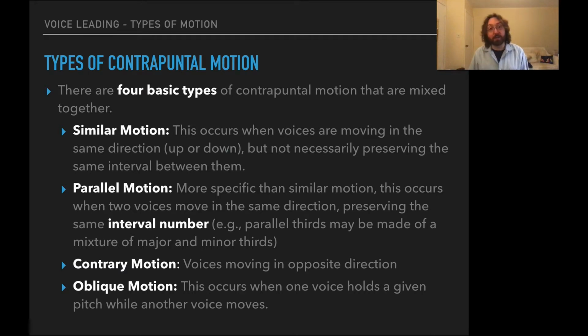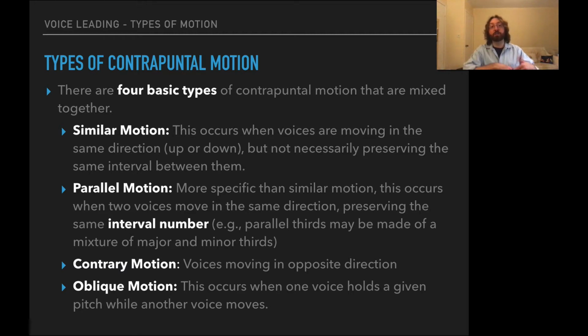And that's just a mix of major and minor thirds, but they're moving in parallel motion. It's the same interval number. You can have it going up too. That would be fine. Parallel sixths, also very common. That's parallel motion. Now, as we'll see, we'll run into some issues with certain intervals that move in parallel motion, but we'll hold off on that for now.